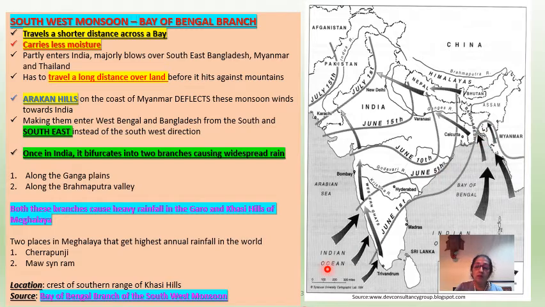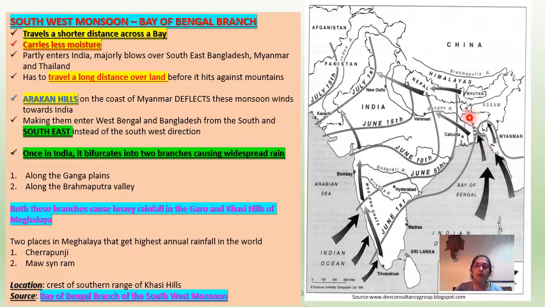So the Arabian Sea branch of the monsoon travels a much longer distance across the oceans and carries a lot of moisture. So it causes a lot of rain. Whereas the Bay of Bengal branch of the southwest monsoon travels a shorter distance across a bay and therefore carries less moisture. It partly enters India just here, blows over southeast Bangladesh.